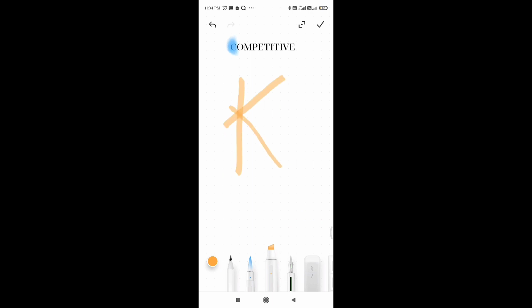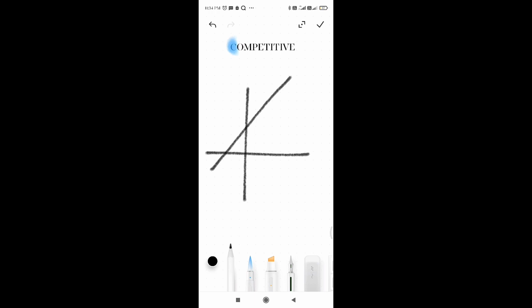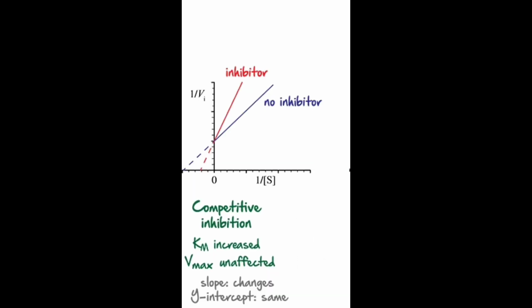Another trick here is you can see both lines of K crossing each other in the vertical line. So similarly, in competitive inhibition, when we draw the graph, you will see both lines intersecting each other in the y-axis. You can see the intersection here in the y-axis for competitive inhibition.